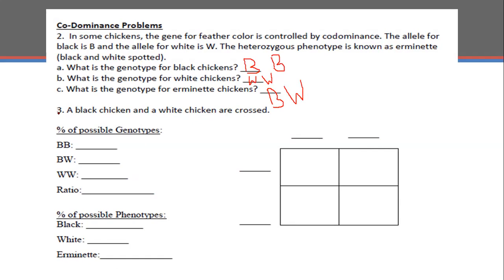A black chicken and a white chicken are crossed. A black chicken's gametes will be capital B and capital B, and a white chicken's, capital W, capital W. Let's figure it out. Sorry for being slow, I'm working with a mouse, not a pen.